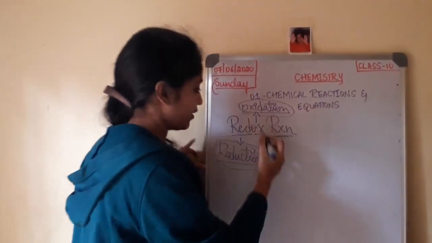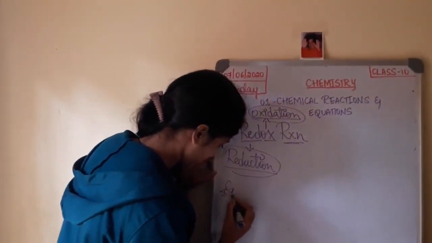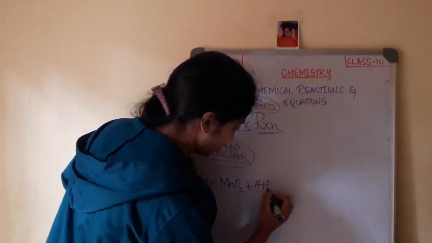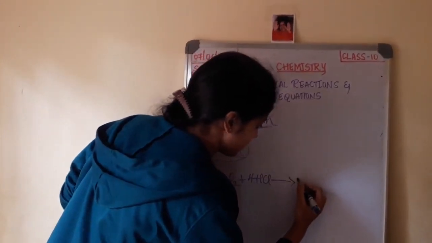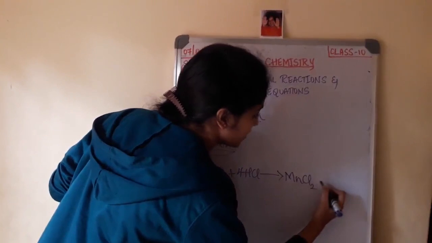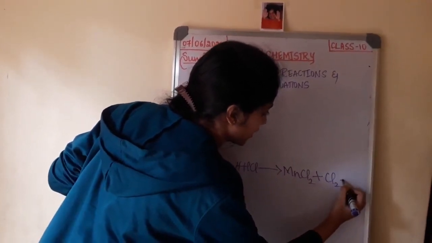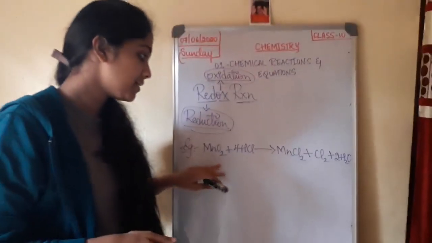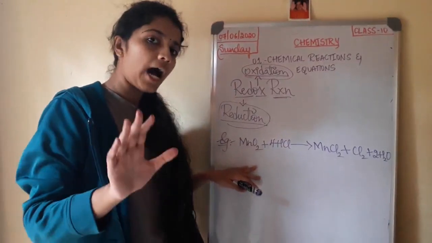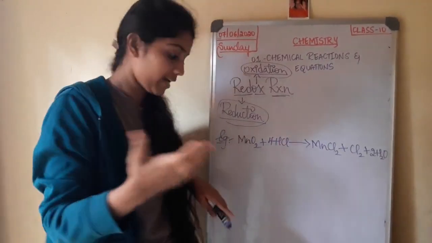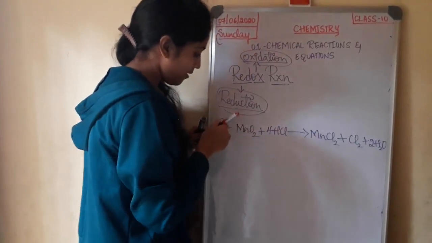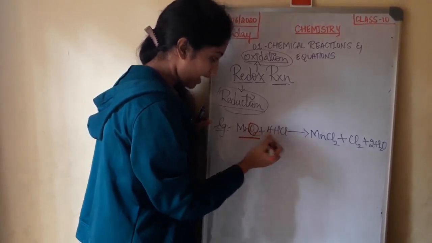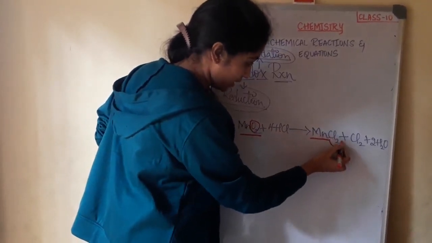For an example of redox reaction, manganese oxide plus hydrochloric acid gives manganese chloride plus chlorine plus hydrogen. Now just observe, this is an example of redox reaction. Now how do you identify this as a redox reaction? Just observe, you have manganese with oxygen, and you have manganese with chlorine.